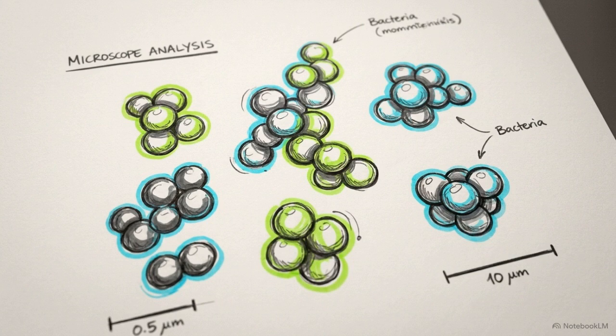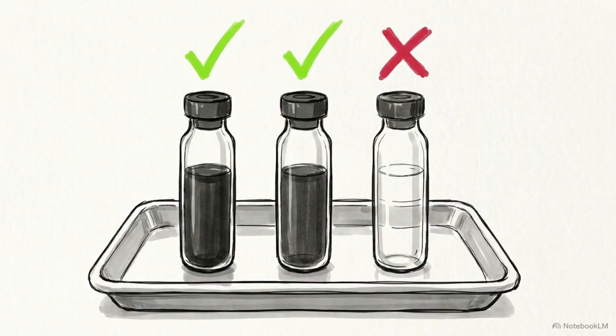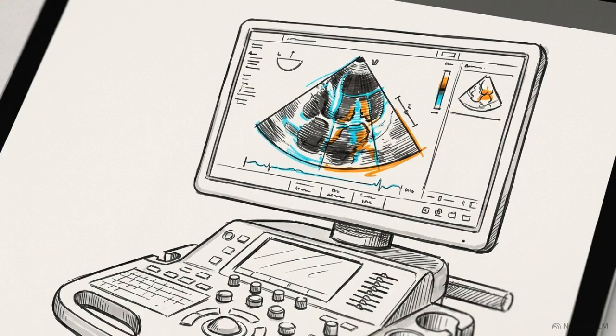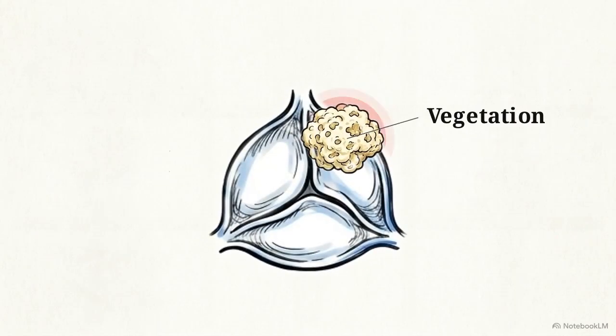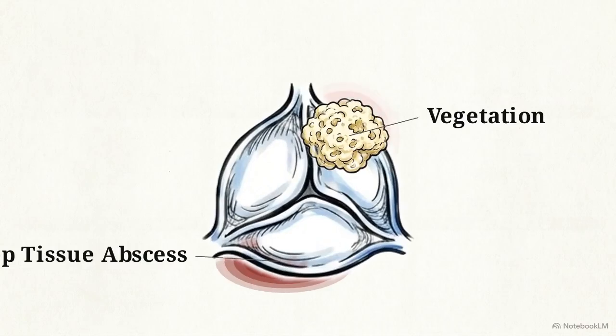For microbiology to count as a major criterion, it requires isolating a typical endocarditis organism, like Staph aureus or viridans strep. But there is a catch. You must isolate it from multiple, separate blood cultures. A single positive draw will not meet this high standard. On the imaging side, the classic major criterion is an echocardiogram showing structural devastation. This usually means a visible vegetation clinging to a valve or a deep tissue abscess.